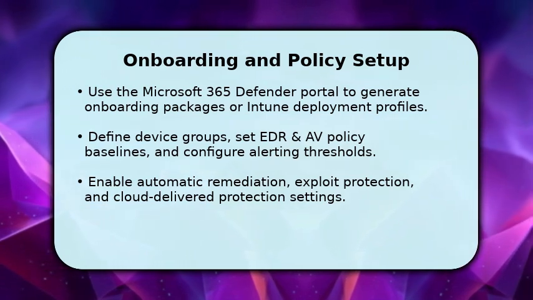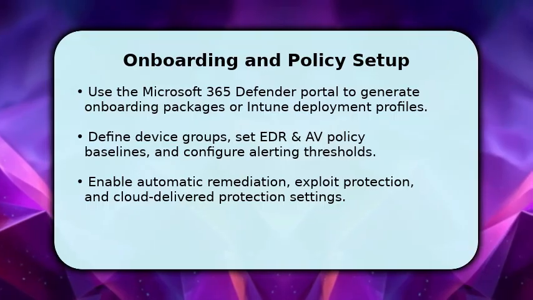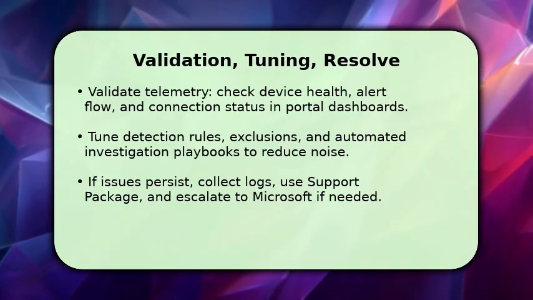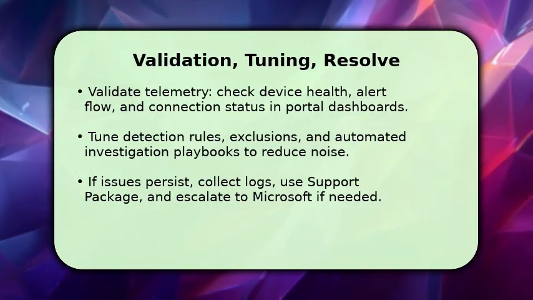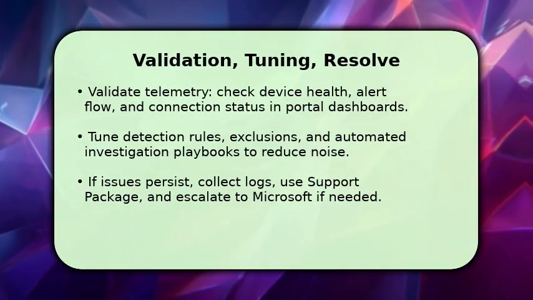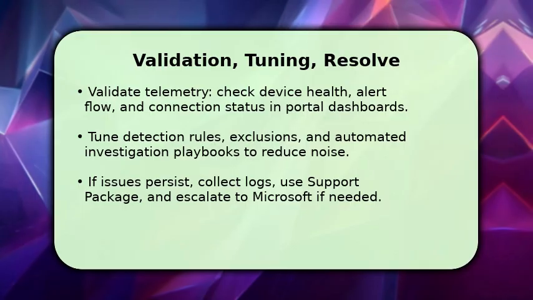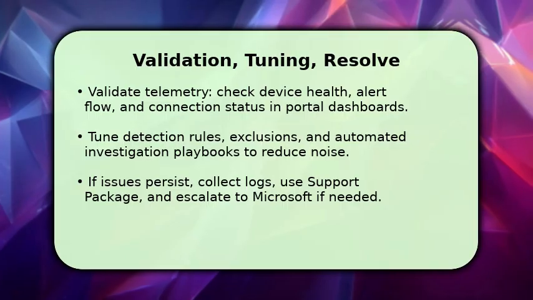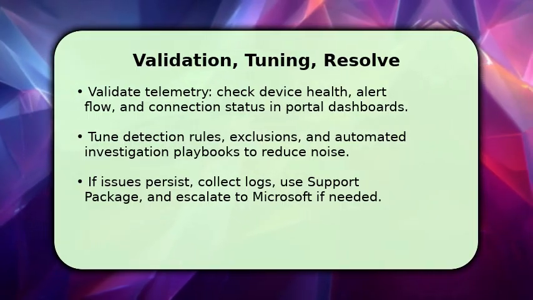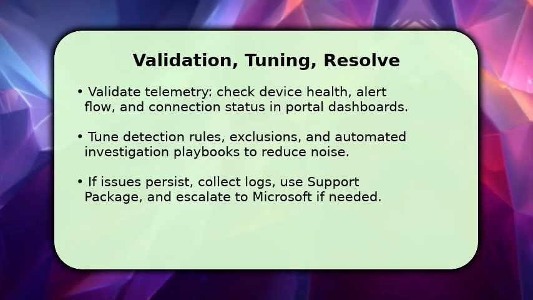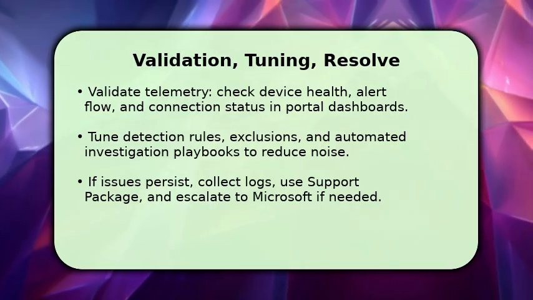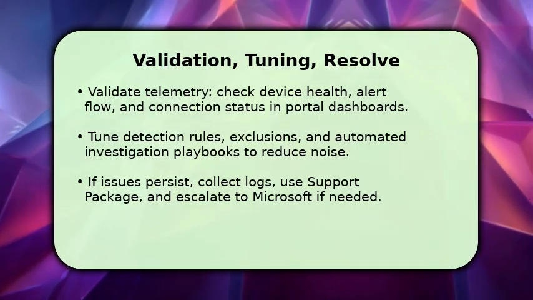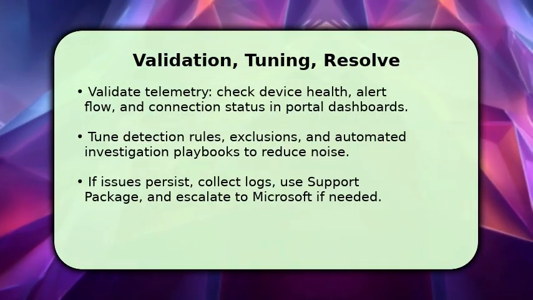You finish by validating end-to-end telemetry and response actions, confirm devices report, alerts flow, and automated investigations run. Then tune detections and exclusions to cut false positives and avoid disrupting business apps. Once tuned, document response playbooks and assign owners for investigations. If onboarding or detections fail, capture logs, run the built-in support package, and review onboarding tokens and network connectivity. One key troubleshooting tip: rerun the onboarding script on a failing endpoint.